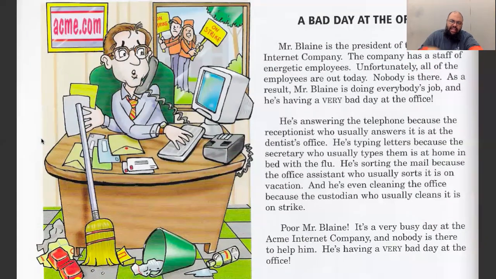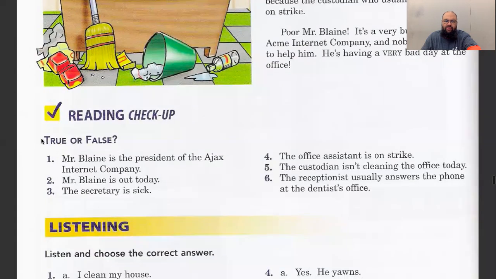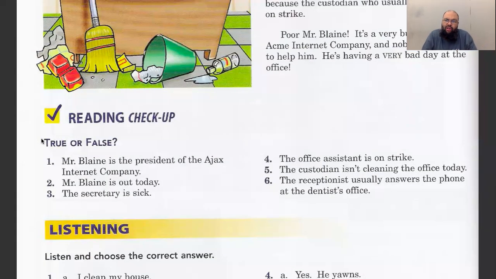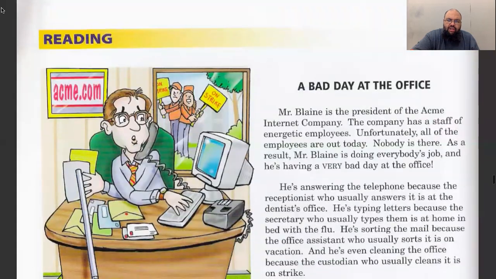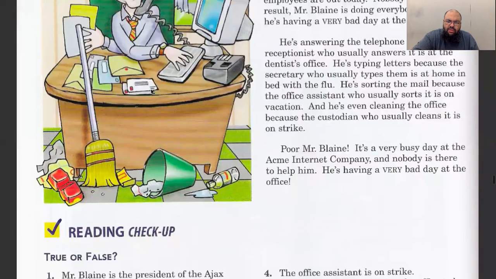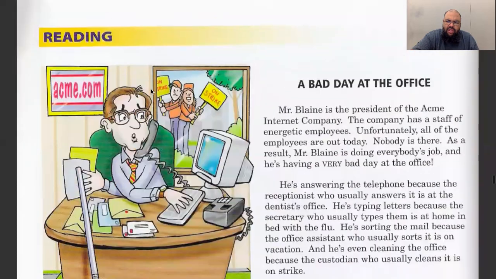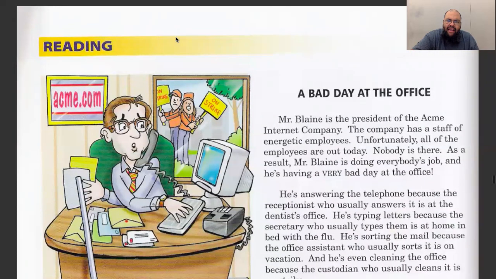So take a picture, click, click, for you to be able to answer these questions. True or false? Well, you answer them and I'll check them later. But I'll give you one. We'll do one together. Mr. Blaine is the president of the Ajax Internet Company. So let's look here in the front. What does it say? Right there. Mr. Blaine is the president of the Acme Internet Company. So based on that, is that true or false? It says here, Acme, right?